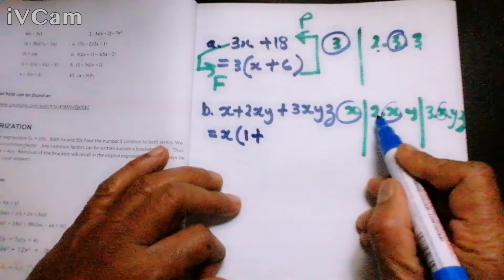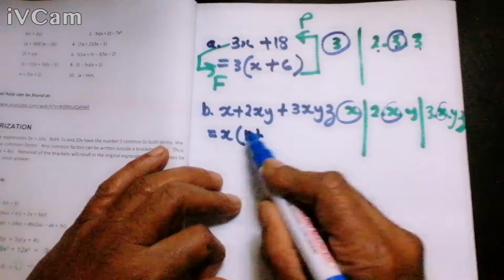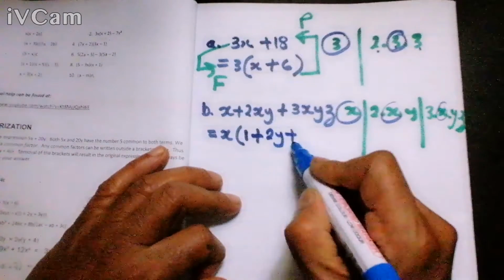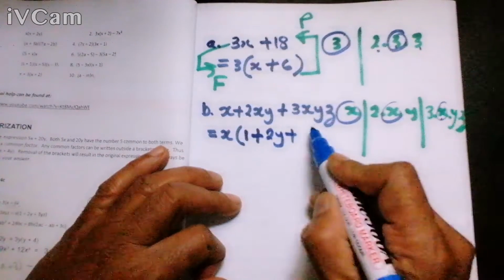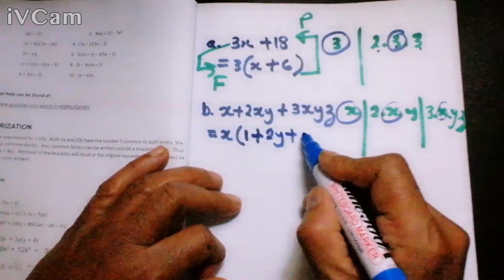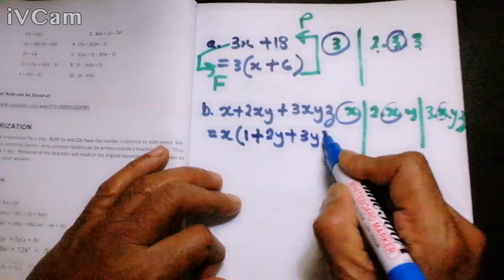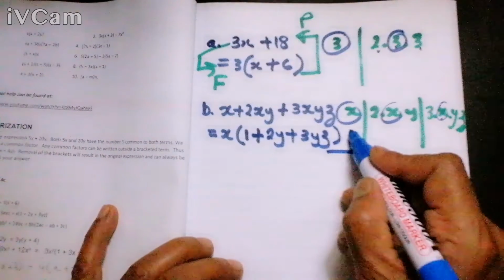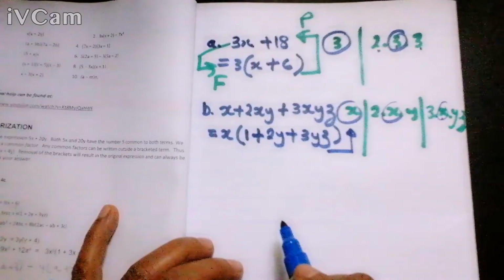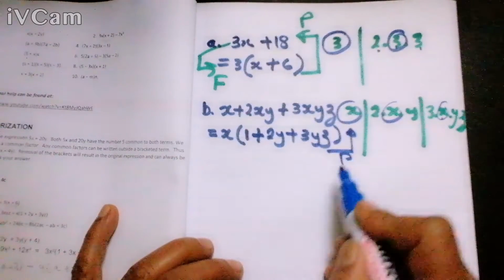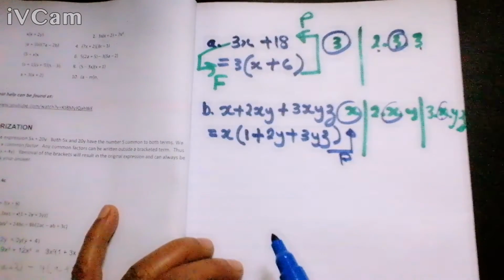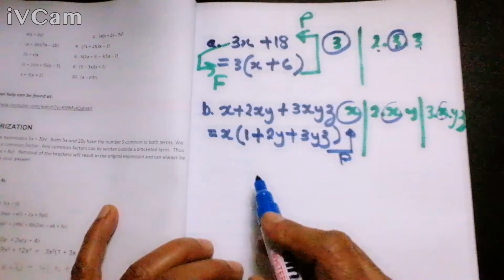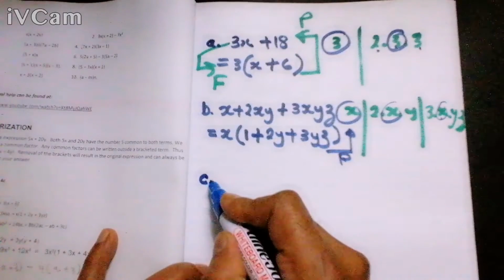Plus, I've taken out the x, which is written down here. I'm left with 2y. Plus, I've taken out the x. I'm left with 3yz. Check your answer using the reverse process. You should get that question using products. So you can't get these things wrong, because you can always check your answer and know when the answer is wrong.